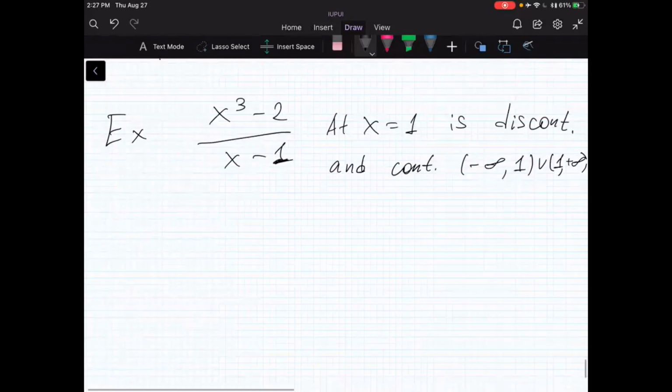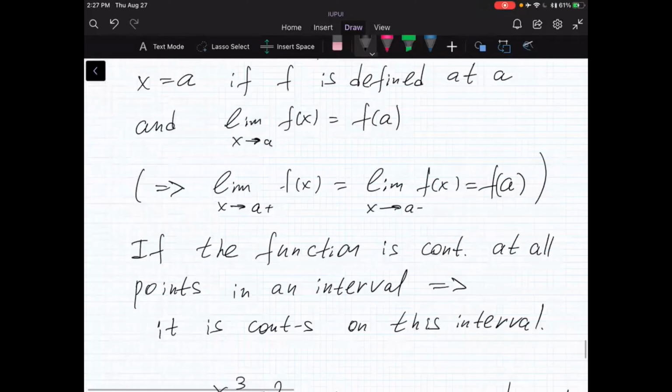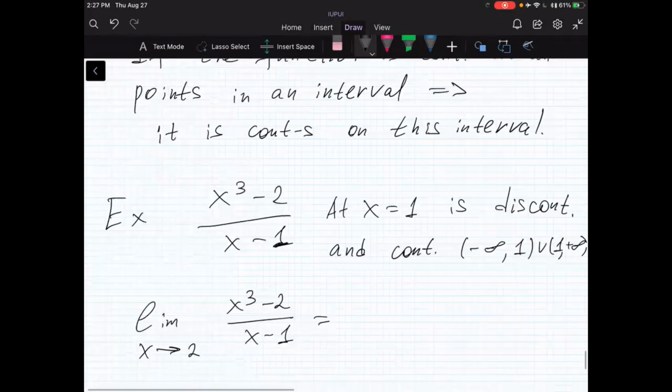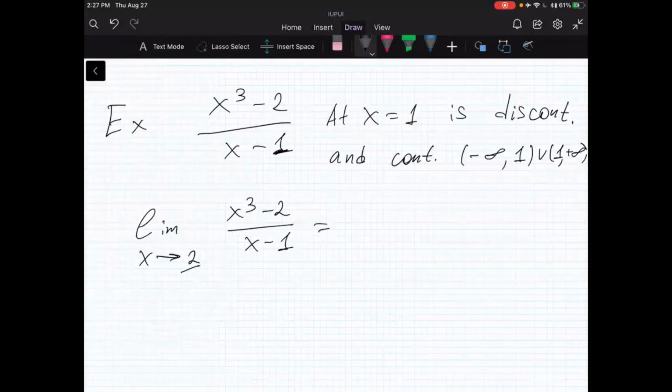So that means that if you want to calculate, say, the limit when x goes to 2 of x cubed minus 2 over x minus 1, by definition, and you know that this function is continuous at point 2, you can just say that it is the same as the value of the function itself at this point. So it's 2 to the power 3 minus 2 over 2 minus 1. So it's 8 minus 2 divided by 1, which is 6.